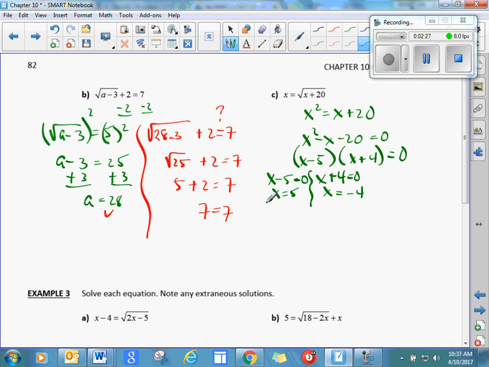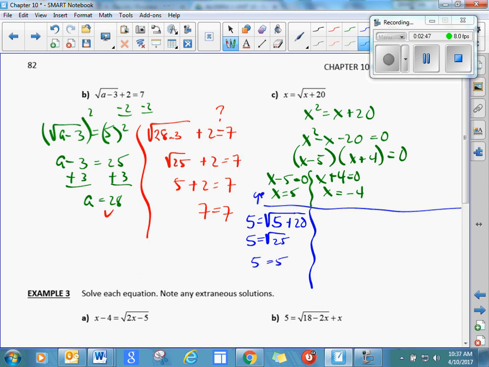And I'm going to go check them both. I'm just going to do the check probably right underneath if I've got room. So I think x is 5, so I'm going to plug 5 in here, and I'm going to plug 5 in there and ask myself, does that work? Is 5 equal to the square root of 25? Yes, it is. So yes, this one works.